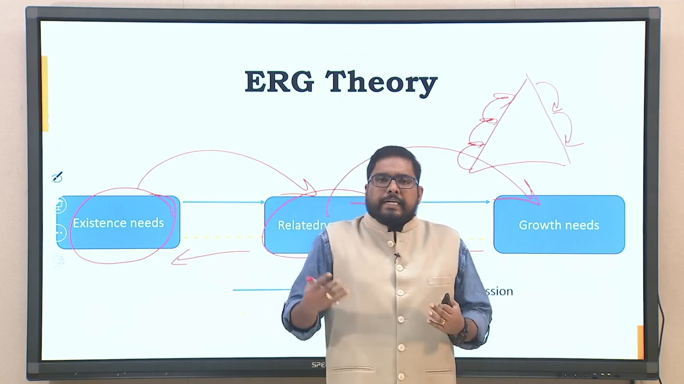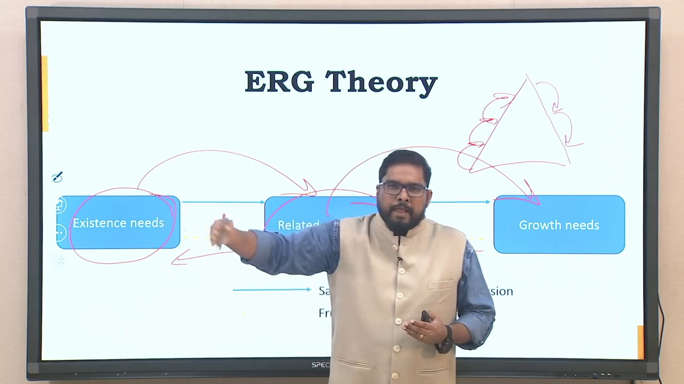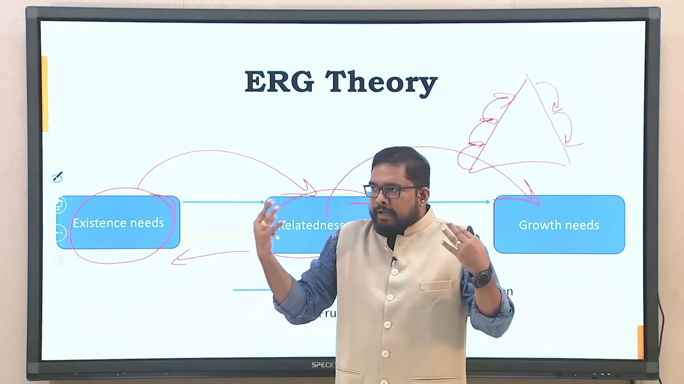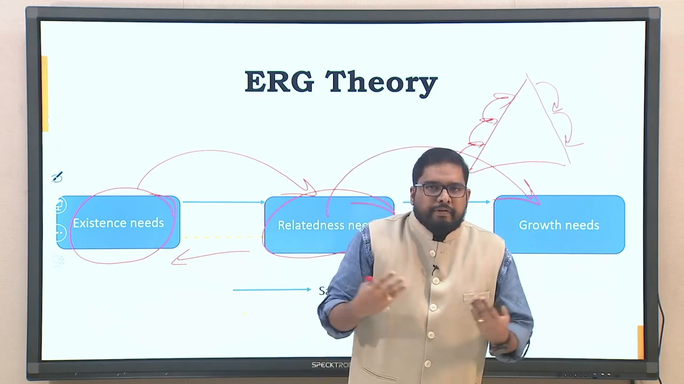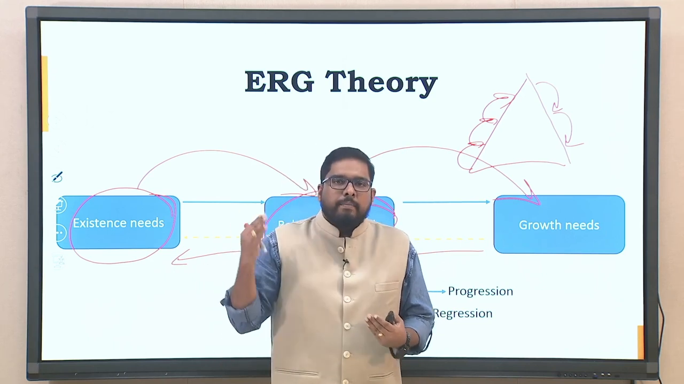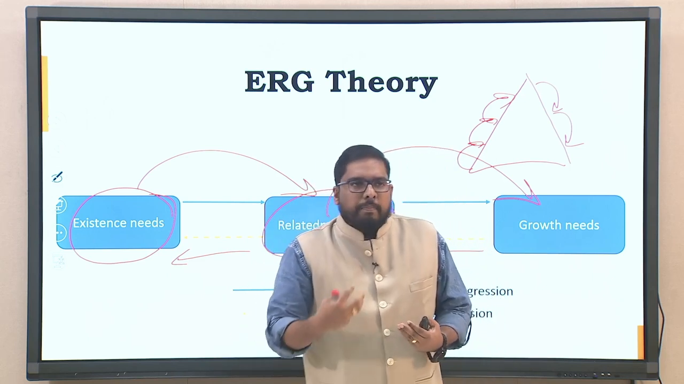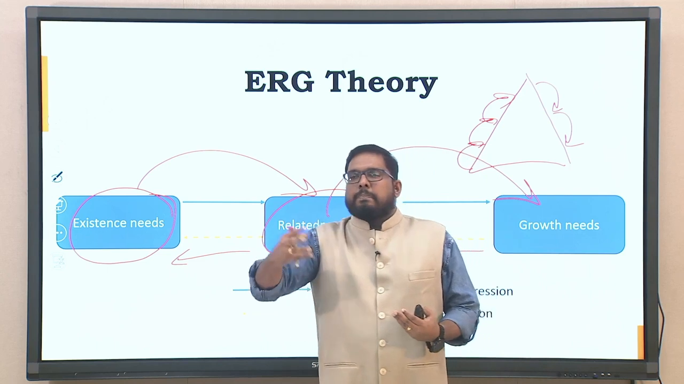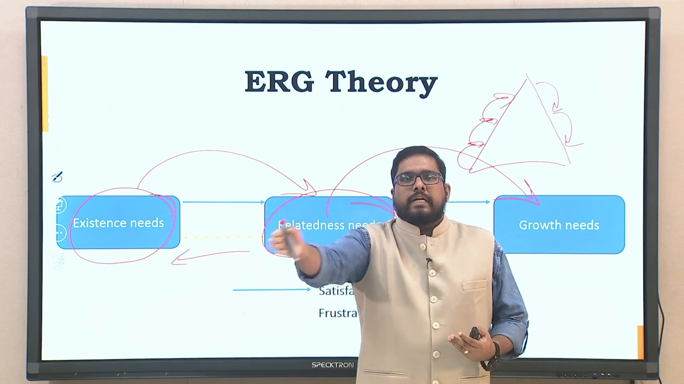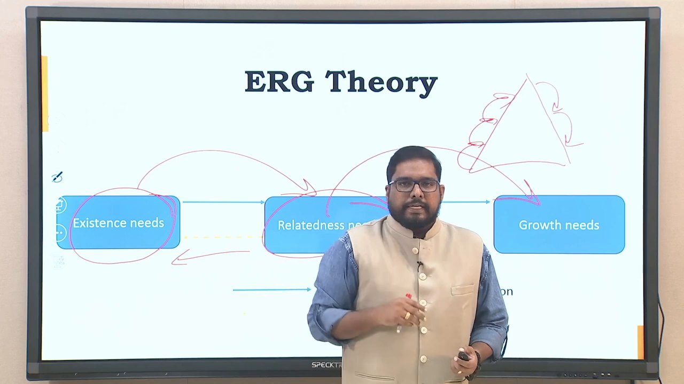So if your needs are getting satisfied, there's a constant progression in the motivation level that you are getting. But once you are stuck at a particular level, let's say at relatedness needs, my need for affection, affiliation, love is not getting satisfied, there is a possibility that my motivation level drops and I come back to my existence needs. So my intention would be just basic physiological and physical existence or thriving. This is the subtle difference when we compare Maslow and Alderfer's ERG theory.